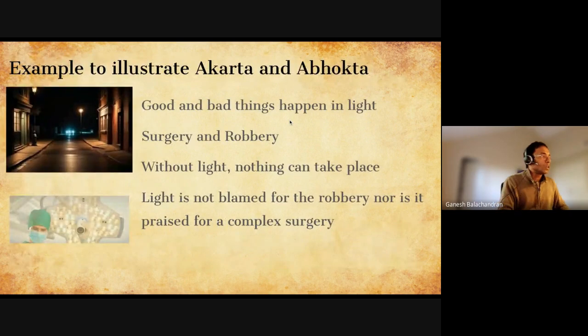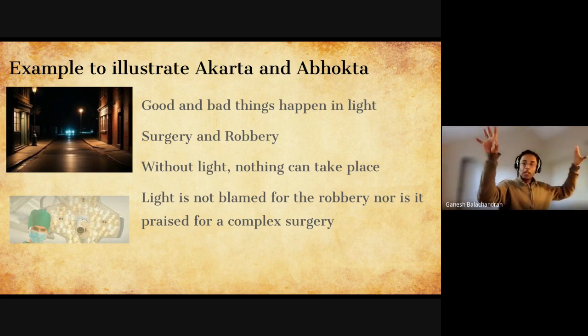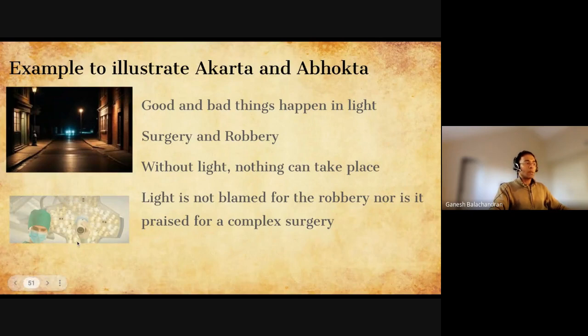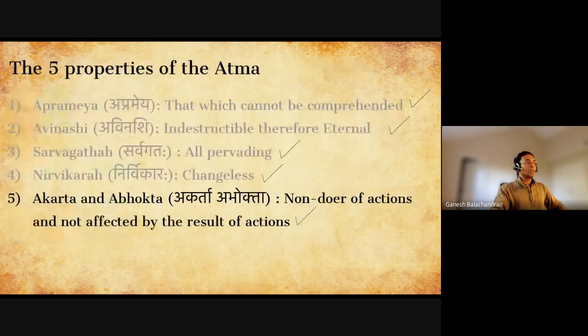Okay. Now we come to the light example. Good and bad things happen in the presence of light. Somebody is committing robbery here, there's some light, there's robbery. There's also surgery happening. Without light, nothing can take place, but we can't blame light for robbery, nor is it praised for a complex surgery. So this is the example given in Vedanta.